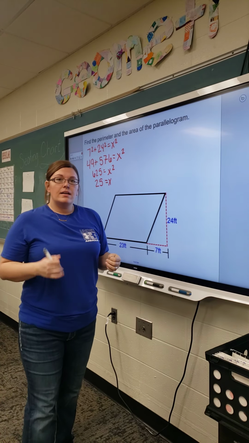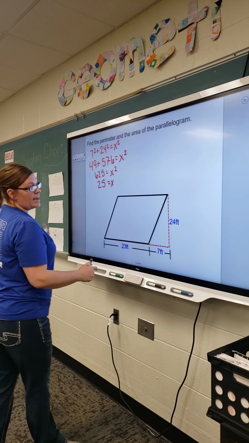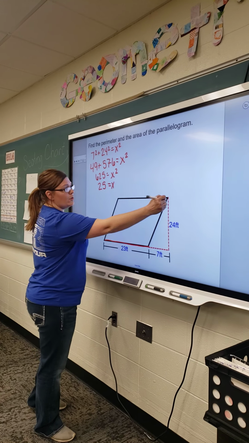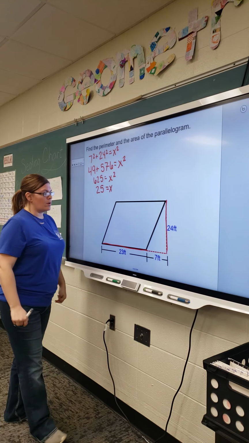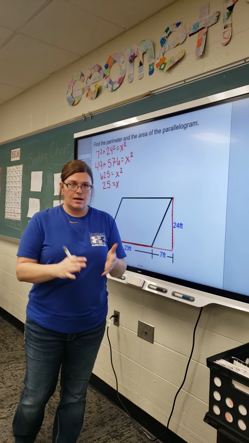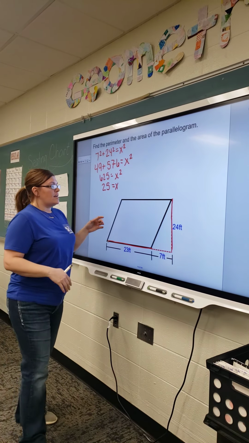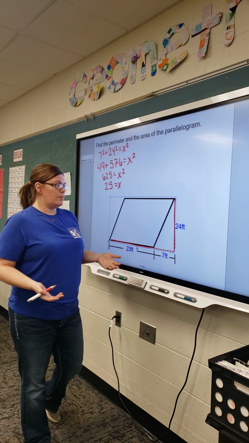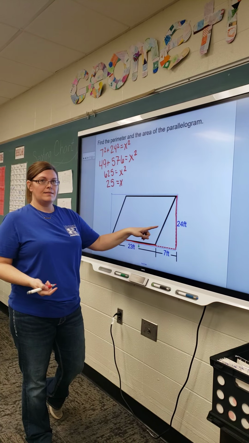This one wants us to find area and perimeter. We know our base. Our base is 23 units, okay? I know my height. My height is 24 units. 23 times 24, that's gonna give me area. Done, good as gravy. We take a look though, I need to know this side and this side in order to find perimeter. Can I find this side?